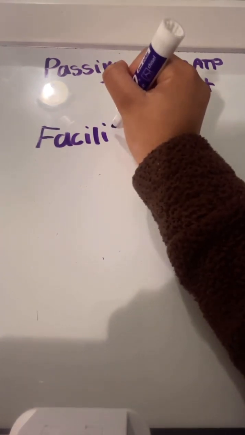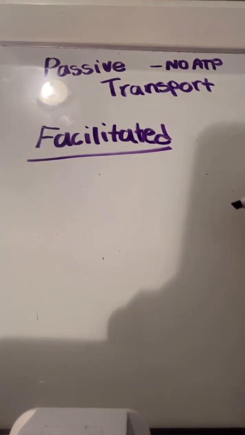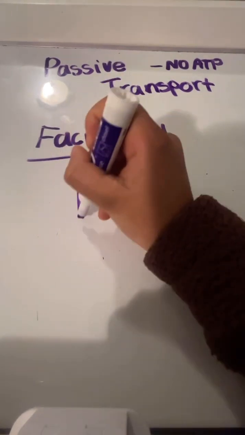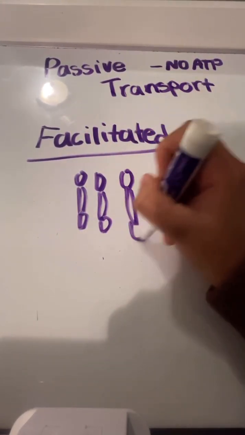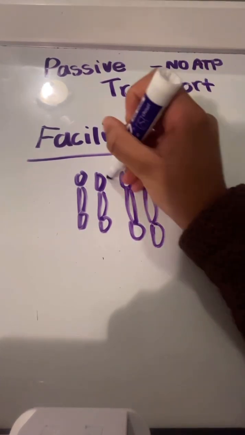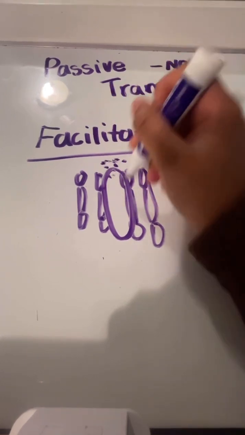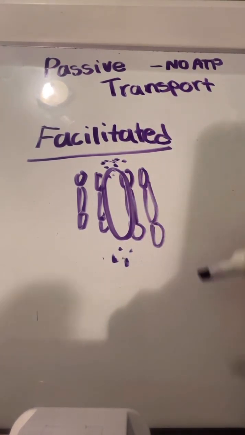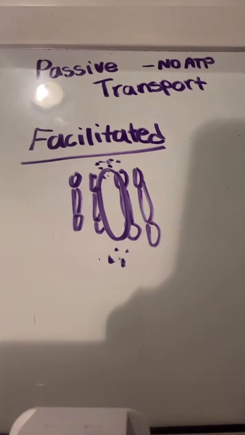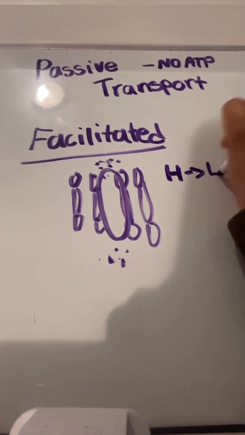I'm just going to write down facilitated. And this type of diffusion is like there is a protein channel. So here I'm drawing the lipids again. And instead there'll be a protein channel here, which makes it easier for the proteins here to go down to the lower concentration. It just makes it easier to go through. It's like a helper. And everything is from a high concentration to a lower concentration.